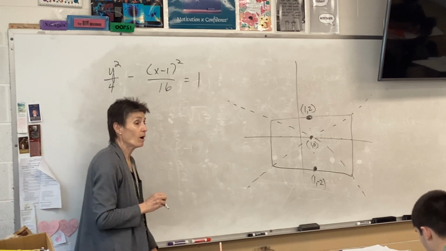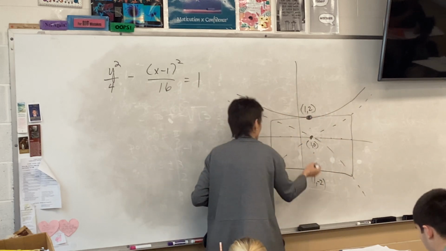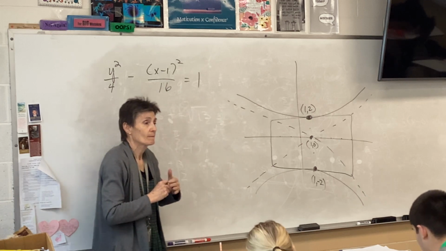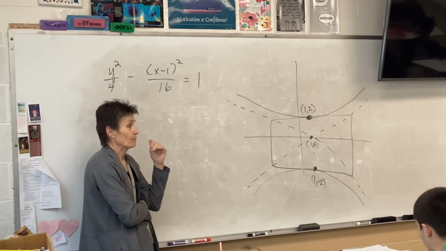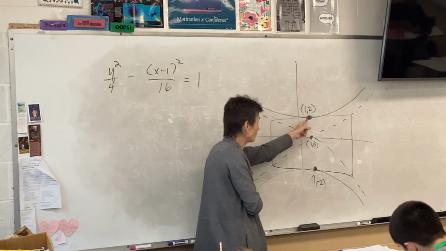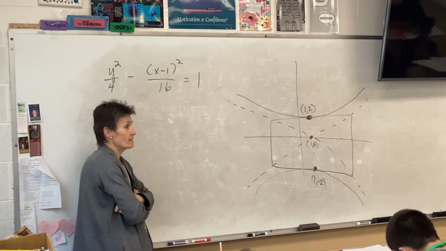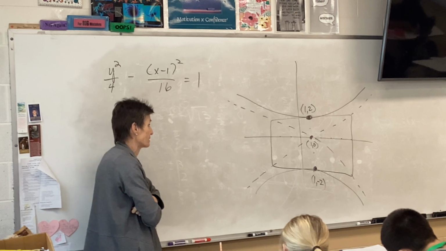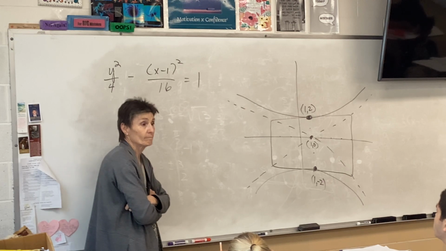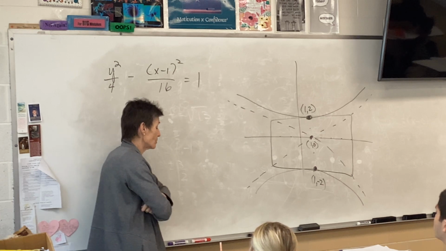And we already talked about, since y comes first, this one's gonna open like this. So at this moment, you have filled in the center, you know what the center is, and you know where your vertices are. How long is the transverse axis? 4. And the conjugate axis? 8. Everybody got that? Okay. So now I need my foci.